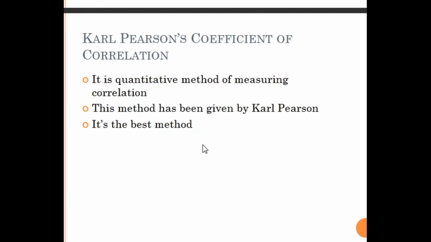The third one, that is the main one, is the algebraic method. In the algebraic method, what do we have? Karl Pearson is a popular person. Karl Pearson's coefficient of correlation. What are the properties of Karl Pearson's method? It is a quantitative method of measuring correlation. Remember, it is not qualitative, it is a quantitative method of measuring correlation.